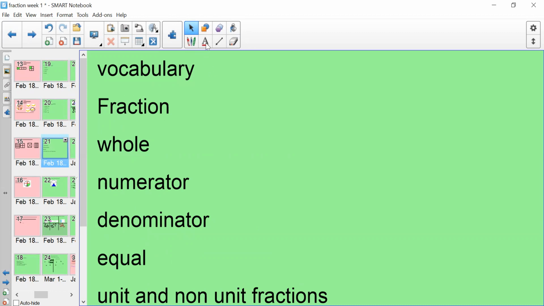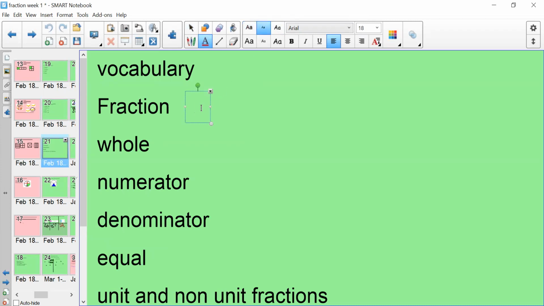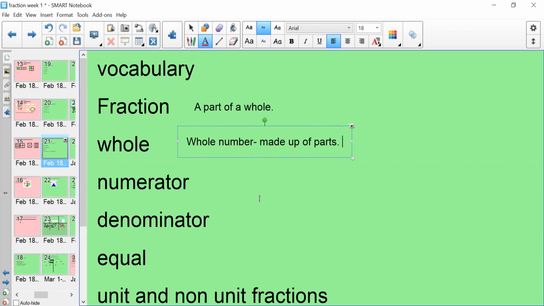Well done. Yesterday we said that a fraction was a part of a whole. We looked at halves, quarters, and thirds. And then a whole was the whole number made up of all the parts. And then we looked at the numerator and denominator.